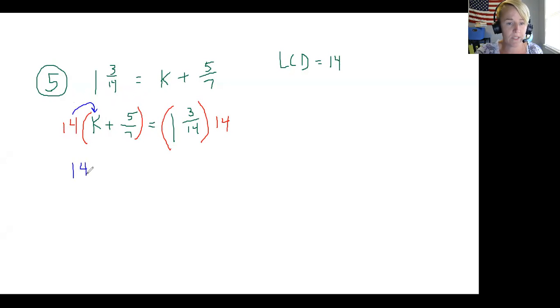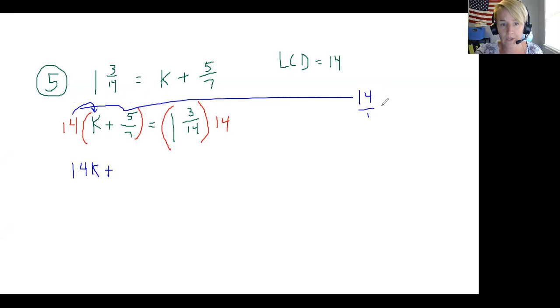So this is going to be a 14k plus, now let's take this math off to the side, 14 over 1 times 5 over 7. And these are going to reduce to 1 over 2. And 2 times 5 is 10. So this whole business is going to be plus 10. Oops, that's kind of close, but you can read it.